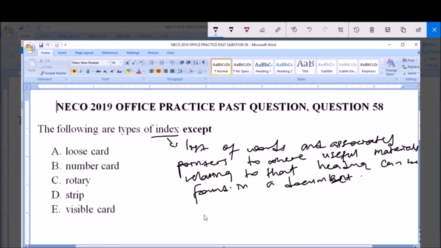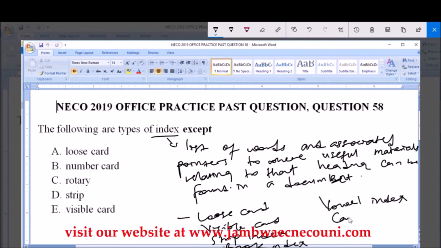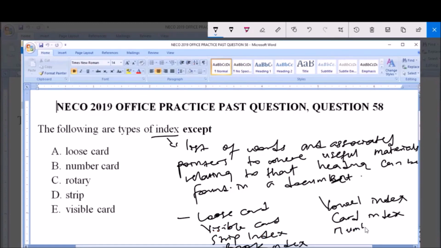There are various types of index, and these include the loose card index, the visible card index, the strip index, also the book index, the vowel index, card index, the number card index, the wheel index also, and so on. Now the question says the following are types of index except, that is, one of the options here is not a type of index.